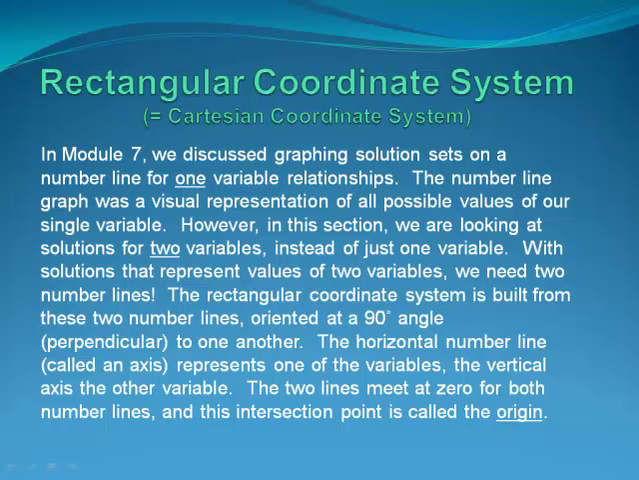The rectangular coordinate system is built from these two number lines oriented at a 90-degree angle, which means they're perpendicular to one another. The horizontal number line, called an axis, represents one of the two variables, and the vertical axis, the other variable. The two lines meet at 0 for both number lines, and this intersection point is called the origin.